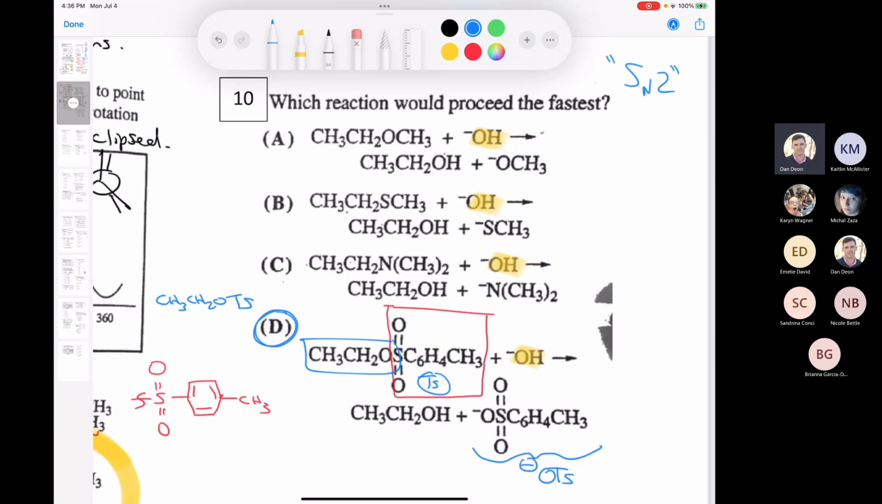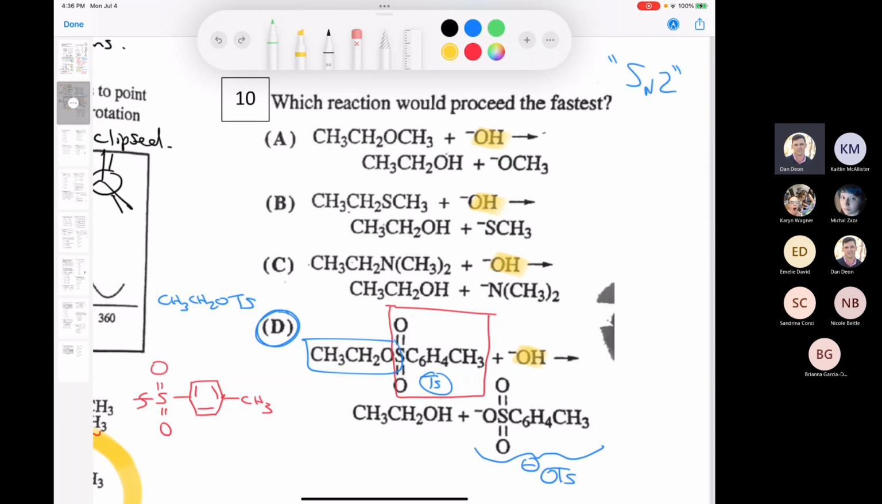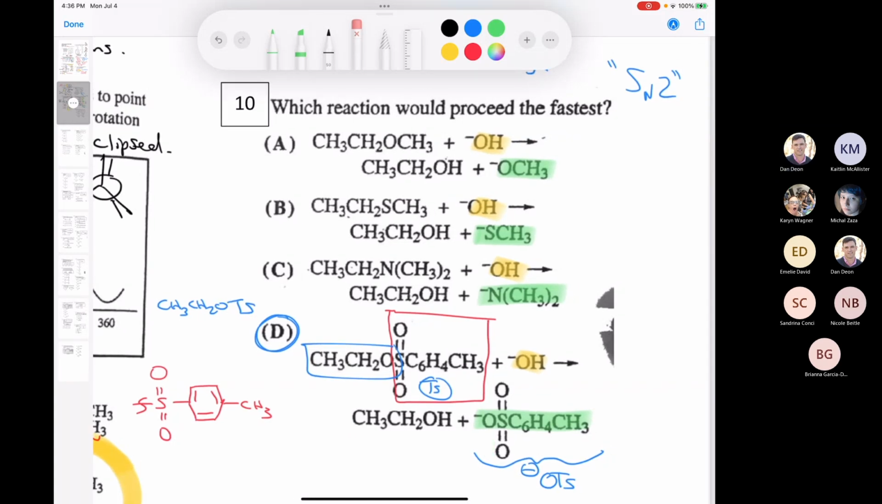Now, if you're going, well, how would I know, what if I didn't recognize that as a tosylate? Well, in that case, I would just look at each one of these leaving groups. I would compare this leaving group to this one to this one to this one, and I would say, which one of these would make the best leaving group? Well, in the first three, you have the negative charge on one atom, whereas in D, it's got a negative charge, but that negative charge is going to be delocalized up to this oxygen and this oxygen as well. So it's the most stable of all of them. It's the best leaving group. Anyhow, that's probably the best way I can think of to solve that one.